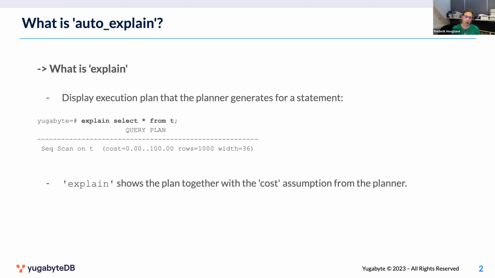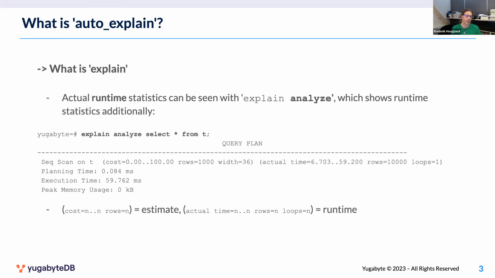So explain shows the plan, and this is a very simple plan, together with something which is called a cost assumption from the planner. The cost is an estimate from the planner, but that is what the planner actually uses to create the plan.